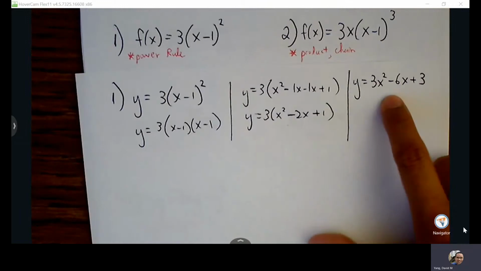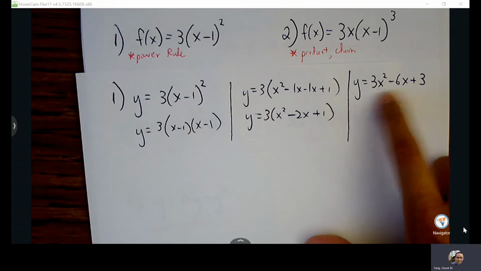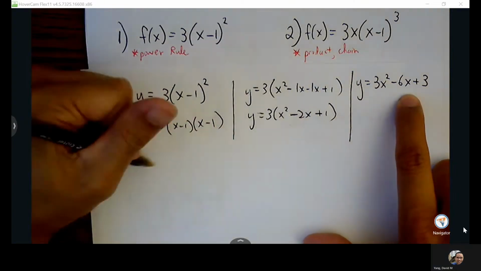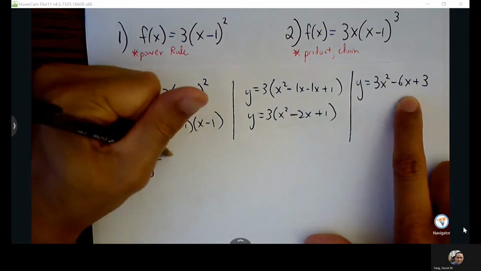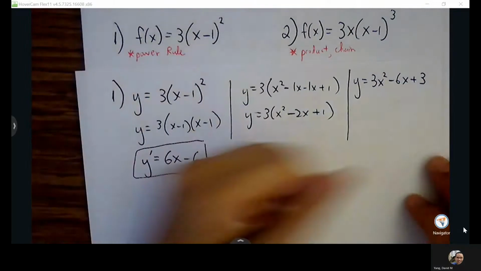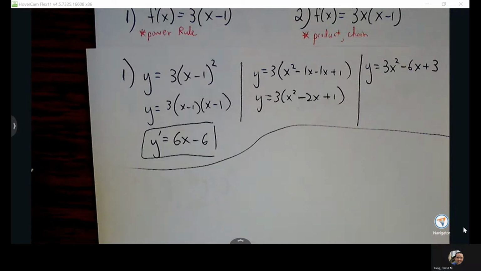Notice that each term is nicely separated, but we haven't done any calculus yet, right? We've just gotten to the point where we can now apply calculus. Now we can do power rule. Okay, any questions there? Okay, number 2.